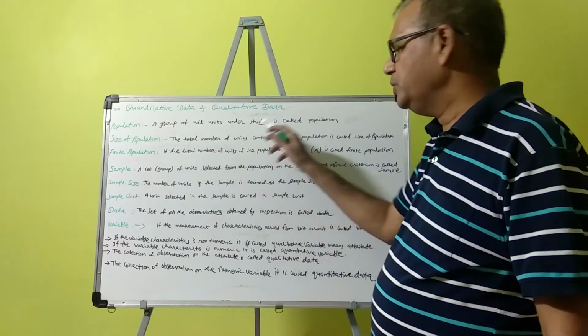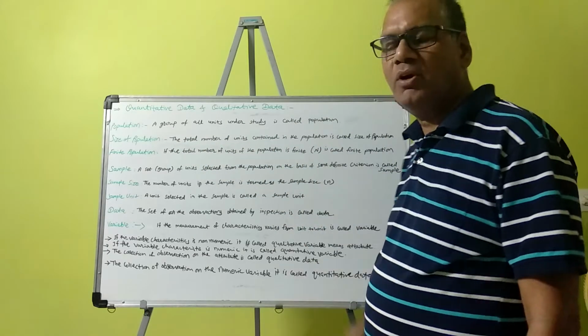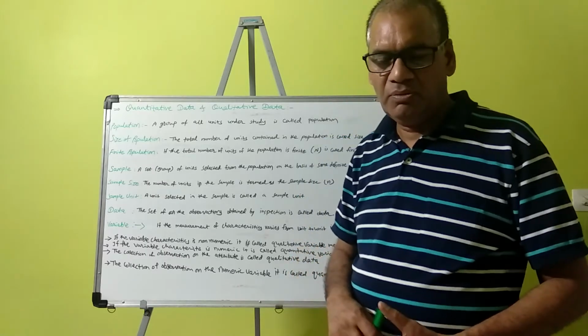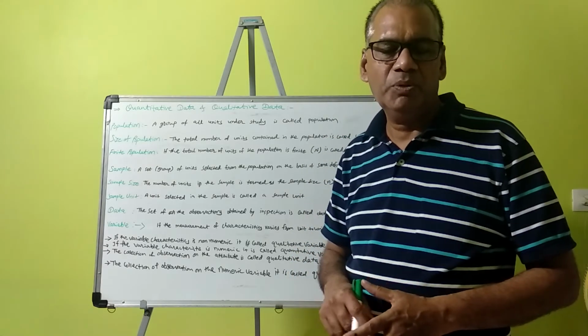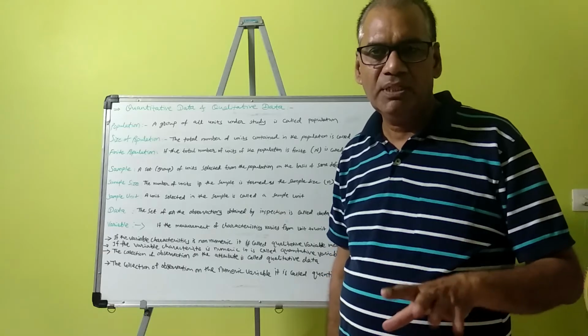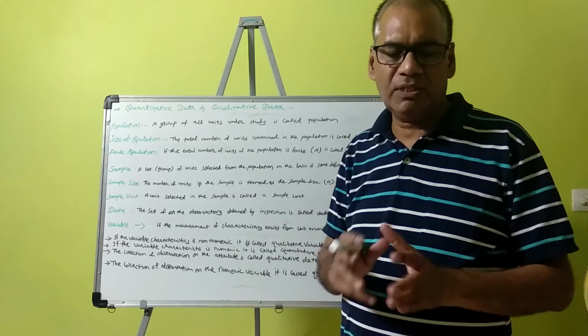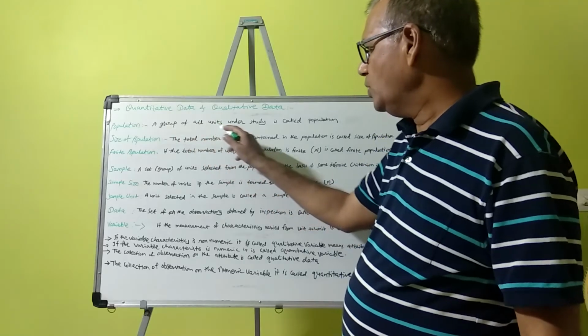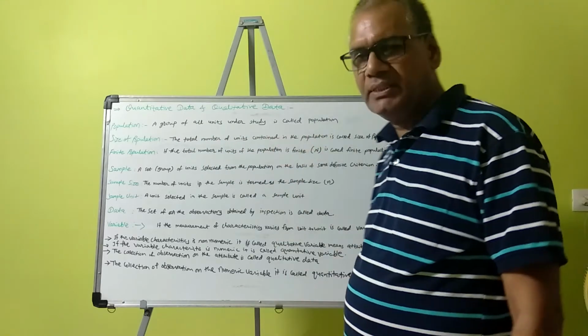The group of all units under study or under inquiry is called population. If we want to collect data or do an inquiry about the students of a particular school, then all the students of that school are known as the population. So the group of all units under study is called population.